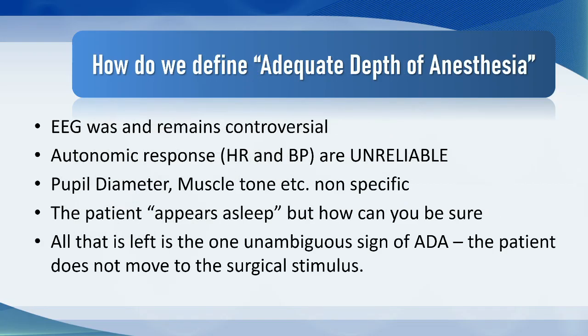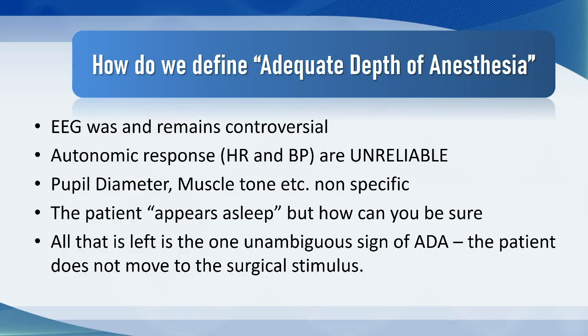In terms of defining adequate depth of anesthesia, we had a problem. EEG was and indeed remains controversial. Autonomic responses, heart rate and blood pressure are unreliable. And there were other things like pupil diameter, muscle tone, all non-specific. The patient appears to be, for want of a better term, asleep, but how can you be sure?